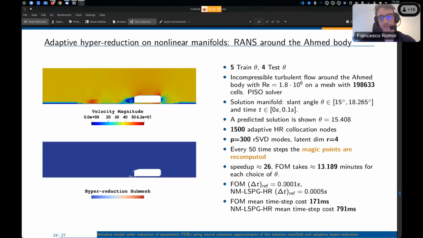But also in this case, we consider a higher time step with respect to OpenFOAM because we could do it at the reduced level. And in this case, if you consider the full dynamics, instead you attain a speed up of 26.